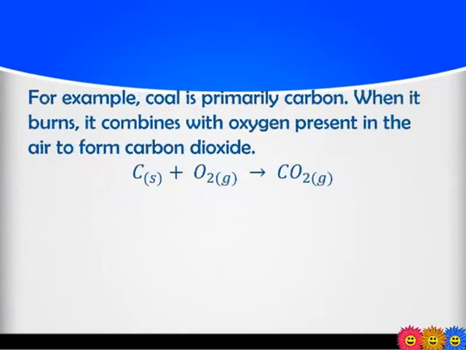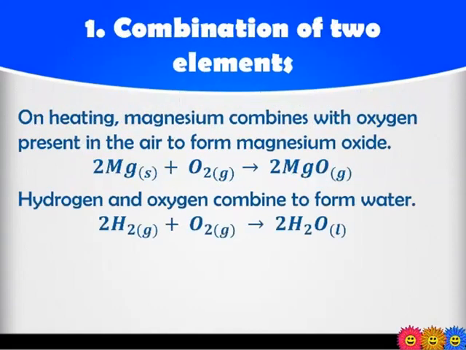For example, coal, which is primarily carbon, when burned, combines with oxygen present in the air to form carbon dioxide. On heating, magnesium combines with oxygen present in the air to form magnesium oxide. Hydrogen and oxygen combine to form a water molecule.